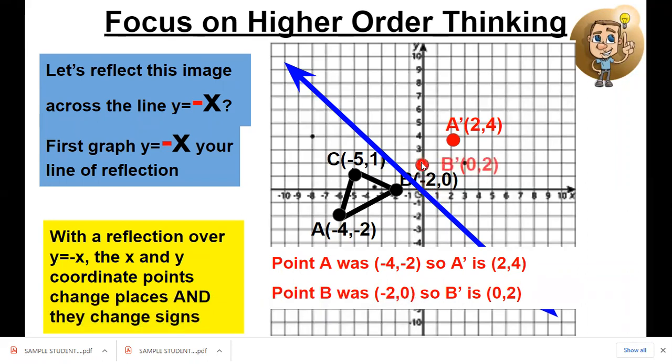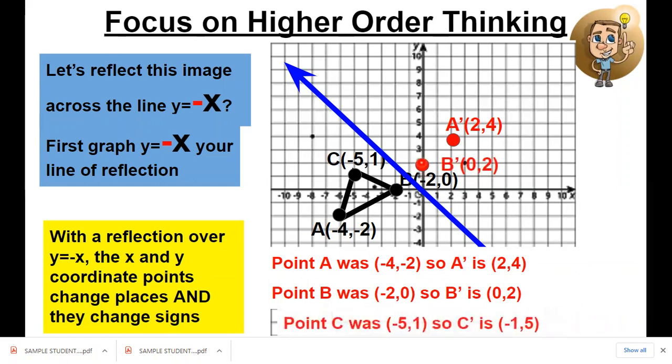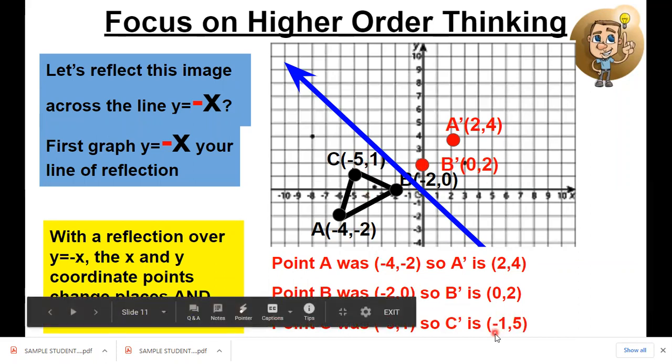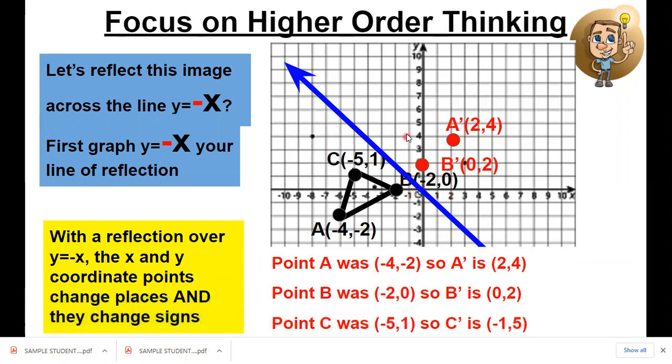And finally, point C here was (-5, 1). Flip it, -1 would come first, and then 5 would be second, but change the opposite sign. So it was 1, so now it's -1, and it was -5, so now it's +5. So (-1, 5) is right here. And that's point C prime. Connect your dots. And you have your reflected triangle over the y equals -x line.